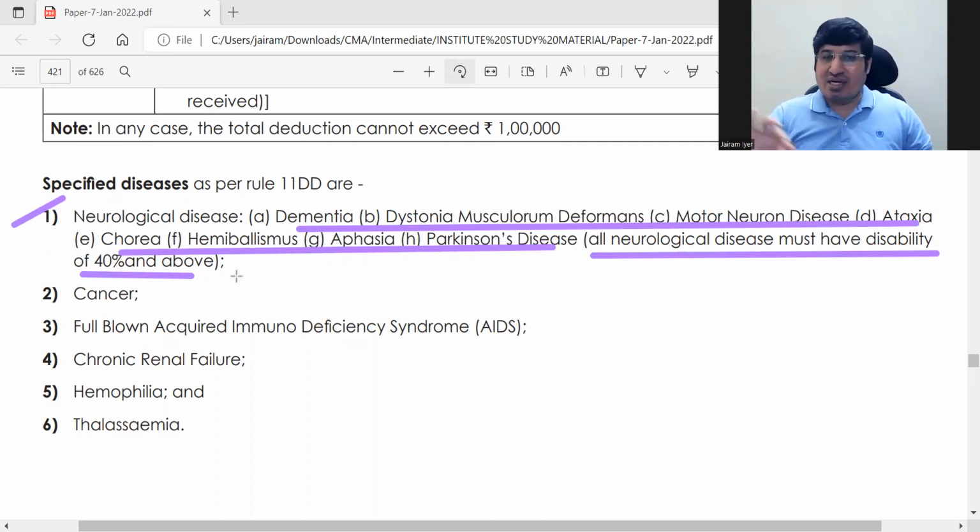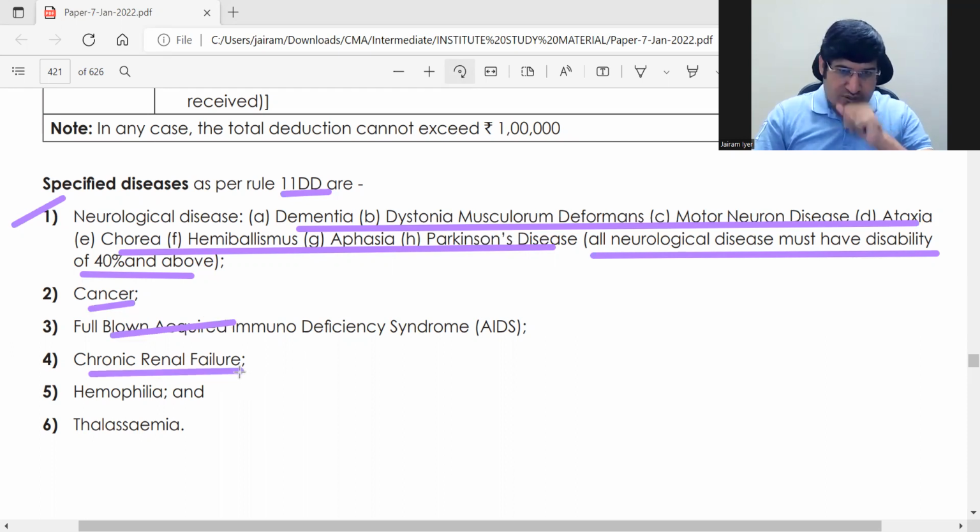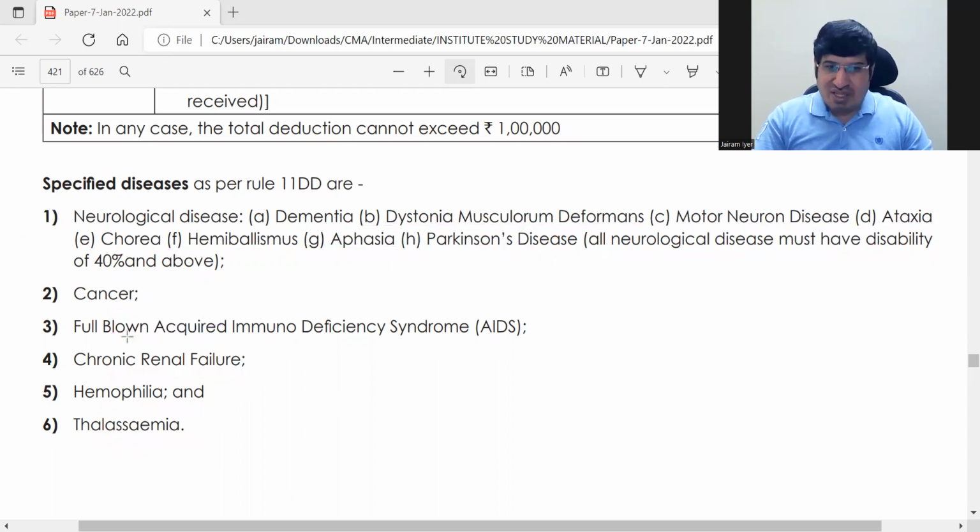As I said, what is the key for you? 11DD. Cancer, AIDS, chronic renal failure means kidney failure, hemophilia and thalassemia. So as such, you do not need to remember the names of the diseases. As I said, you will be given the name, you will be told that it comes under Rule 11DD. This is the key for you.